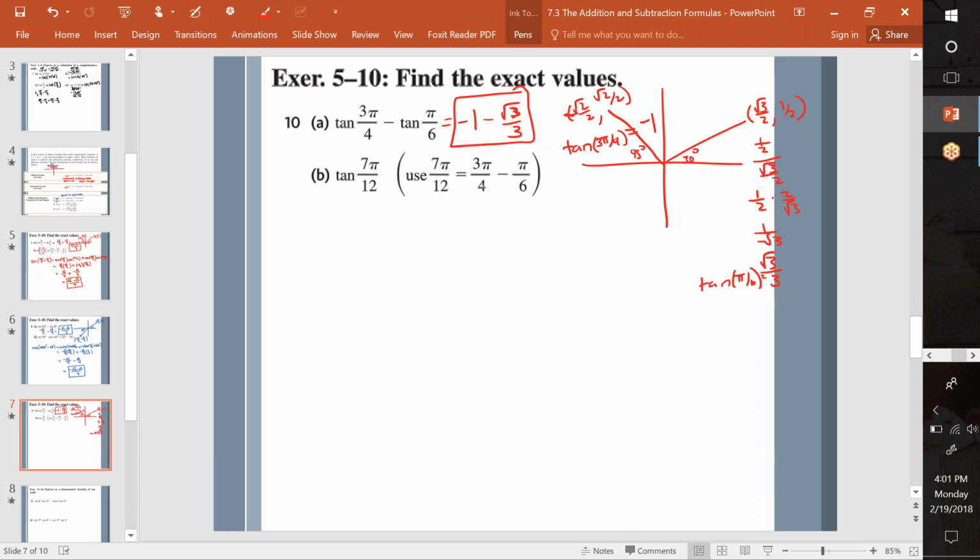Multiply this by, let's make these both 12. So multiply this by 3 over 3, that'd be 9 pi over 12. 2 over 2 would be 2 pi over 12. 9 minus 2 would be 7 pi over 12.